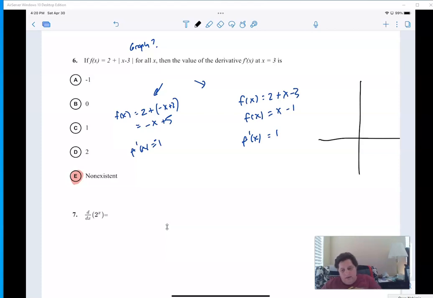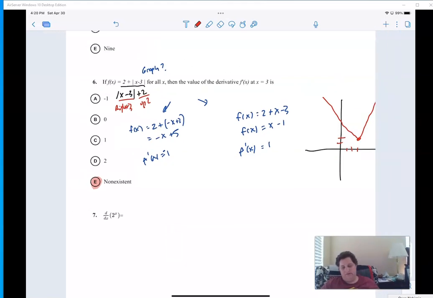All right. I'm going to rewrite this a little bit for you. What if I write it like this? And we did transformations. Does that tell you that we can go right 3 and up 2, and basically just make our absolute value? Now this is asking what's the derivative at 3. And can you guys see that that's a sharp corner? So that's why that's non-existent.